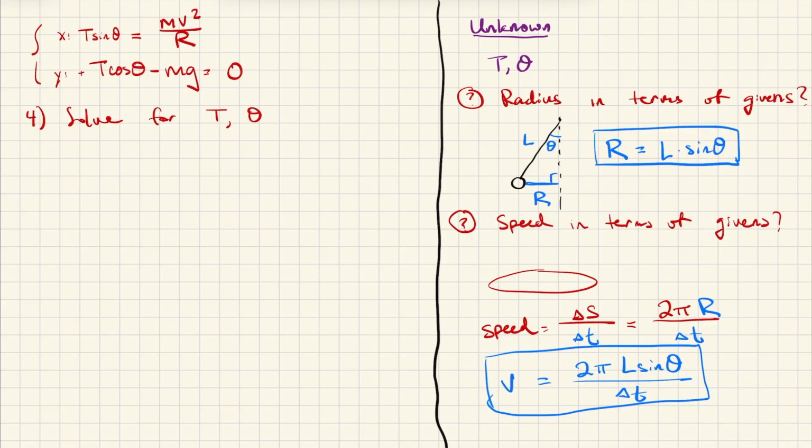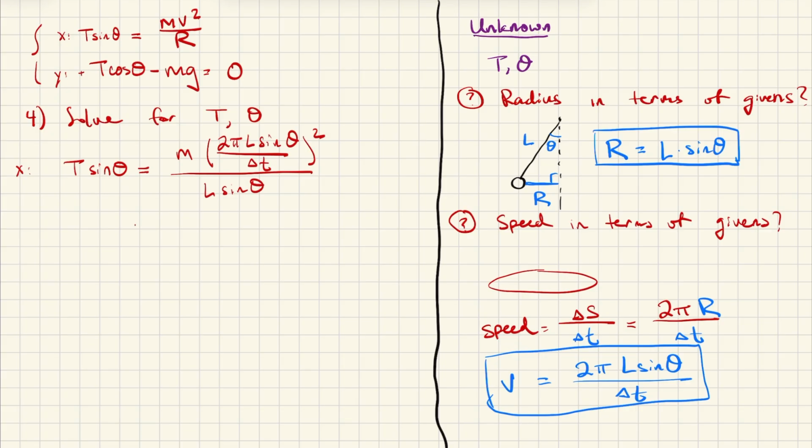So the first thing I'm going to do is rewrite our equations with these new expressions for V and R plugged in. So on our left-hand side, we have our unchanged t sine theta. But on the right-hand side, this becomes this kind of nasty expression, m times 2 pi L sine theta divided by delta t, this whole quantity squared for the speed. And the radius is this L sine theta here, right? And so let's go ahead and stick with the x equation for a little bit, and let's see what progress we can make simplifying this here.